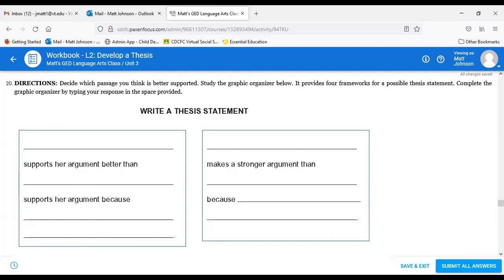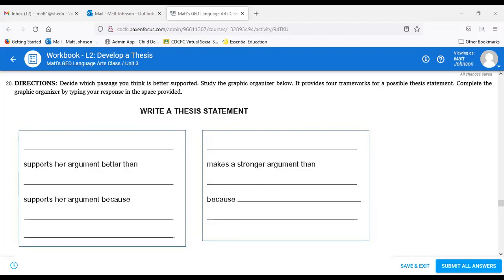So, like it says, decide which passage you think is better supported. Study the graphic organizer below. It provides 4 frameworks for a possible thesis statement. This is our last 4. We're going to use each one of these to build our own thesis statement. Complete the graphic organizer by typing your response in the space provided, which we're doing.